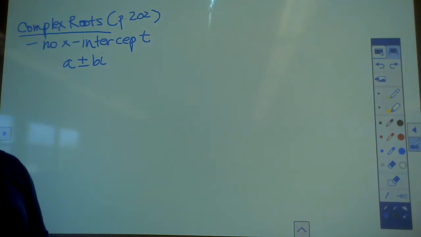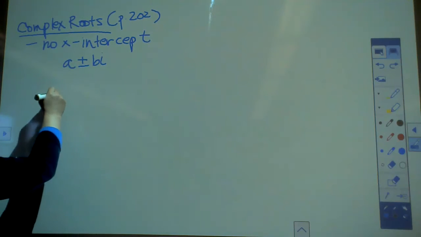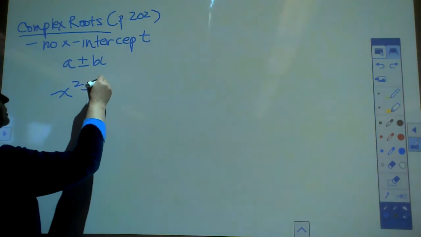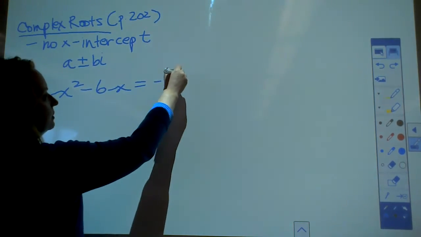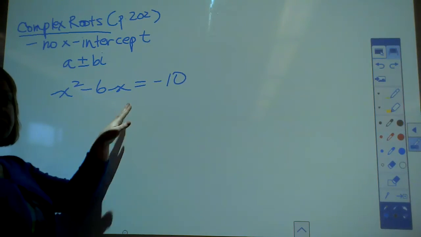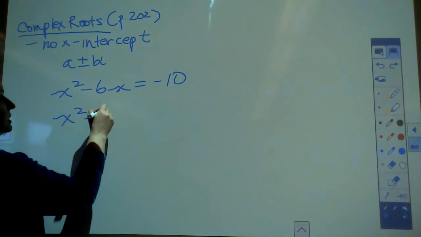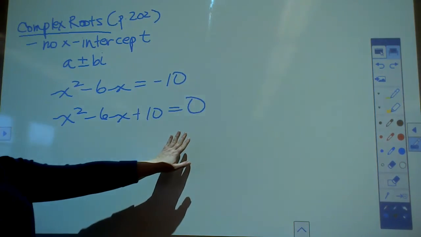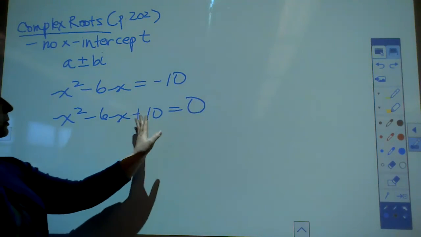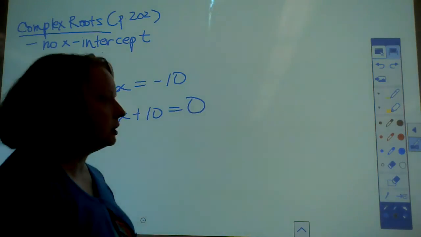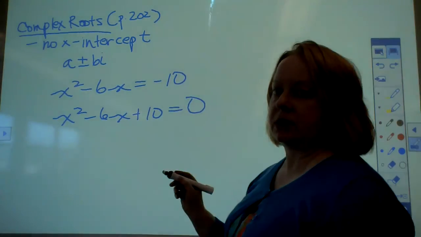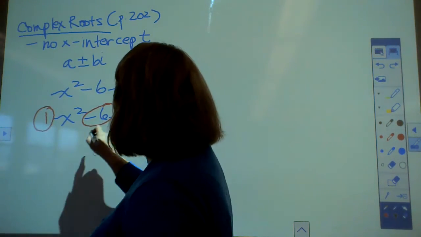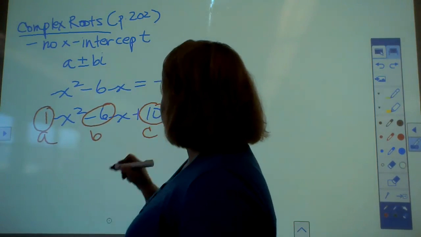So, okay, let's look at x squared minus 6x equals negative 10. Here we're going to have to move this 10 over. So we get x squared minus 6x plus 10 is equal to 0. Now I have it in the form where I can see my coefficients, and then I can plug it into the quadratic formula. So let's identify those. This is a 1 here, this is your negative 6, and then it's 10. So that's a, b, and c.